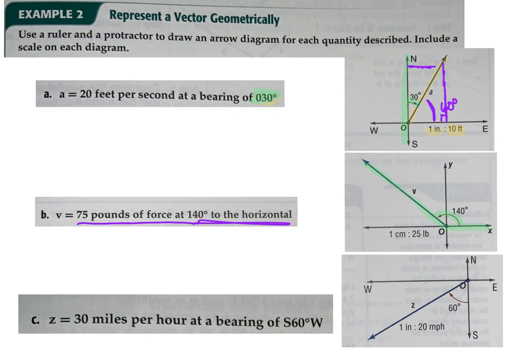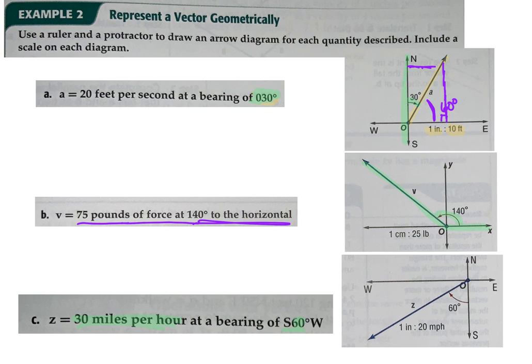All right, the last one, 30 miles per hour at a bearing of south 60 degrees west, okay? So the 30 miles per hour is just telling you how long it is. Think of it as how long you're traveling. 30 miles an hour, okay? That's giving you a magnitude, all right? Your direction is 60 degrees southwest.